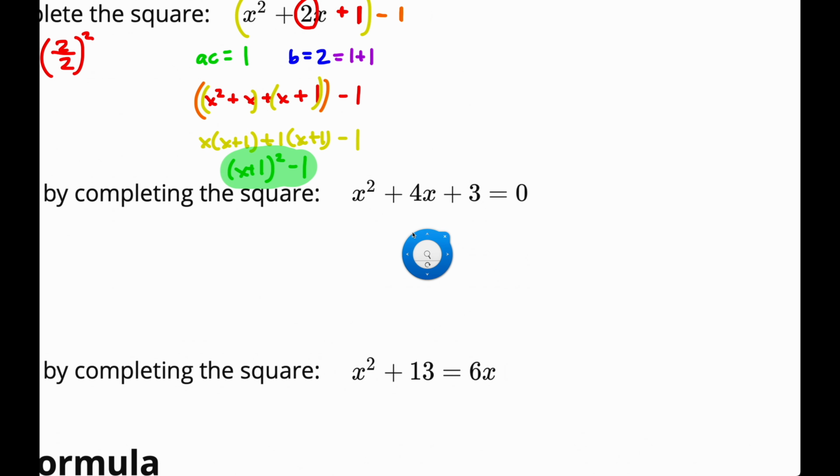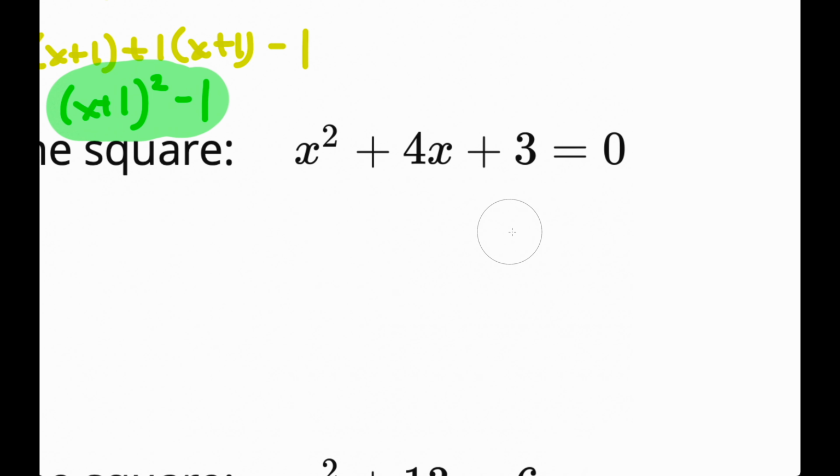Okay, here we go. This one says solve by completing the square. So the first thing we're going to do is, this one's an equation this time. So what I'm going to do is move the 3 to the other side. So I'm going to subtract 3 from both sides.